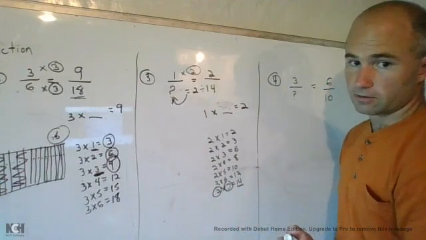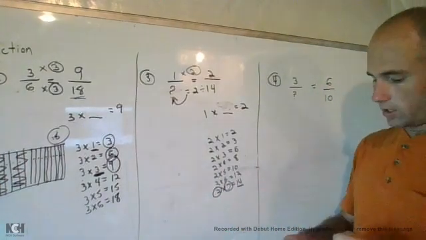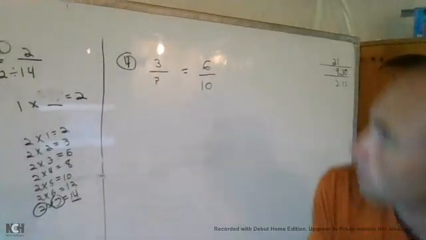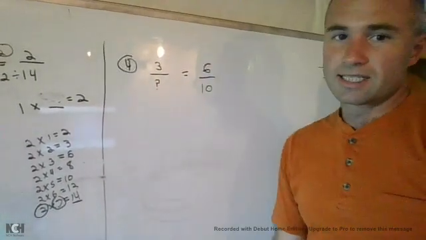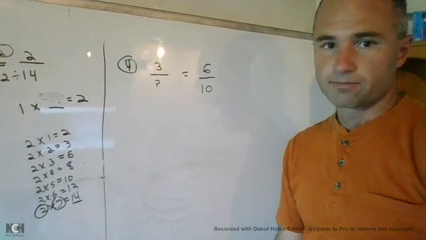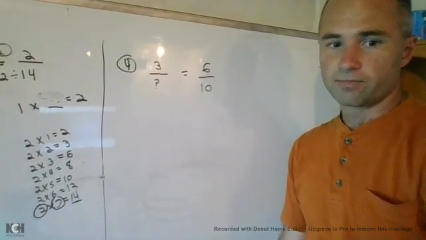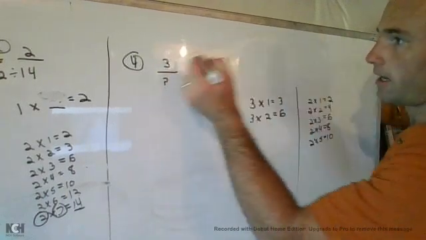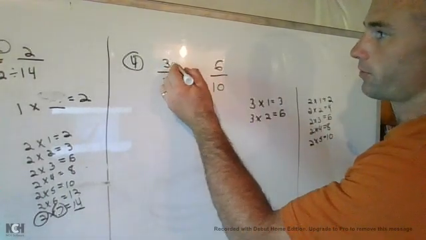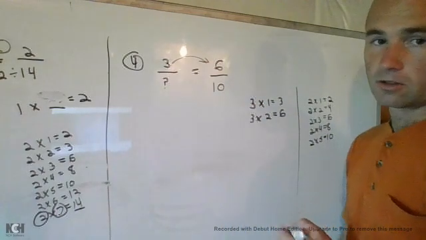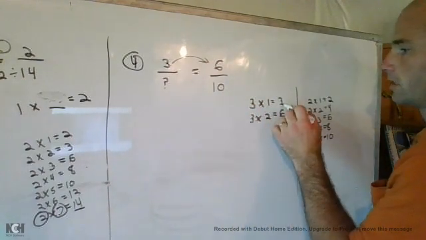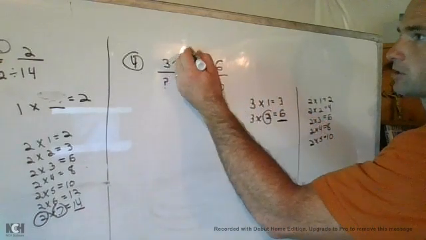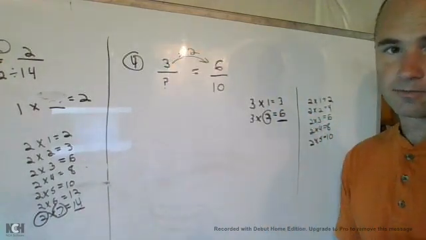The fact family. All right, one more. 3 over what denominator equals 6/10? Go ahead to solve now. Hit the pause button, please. Okay, so first we need to figure out how many times it did take me to get from 3 to 6. Well, 3 times 1 equals 3. 3 times 2 gave me 6. So it's going to take me 2 times to get to 6.